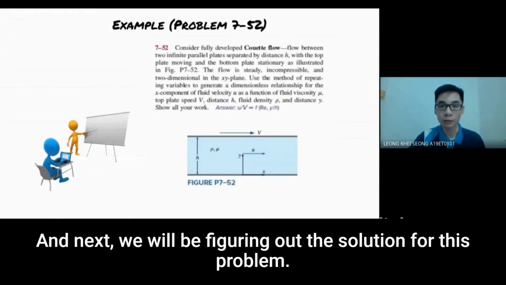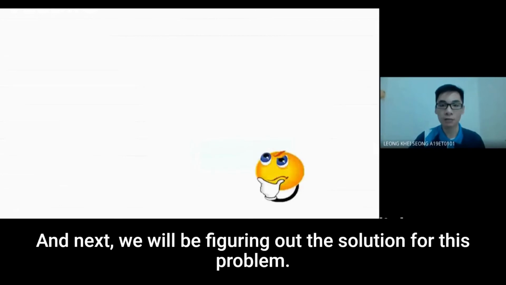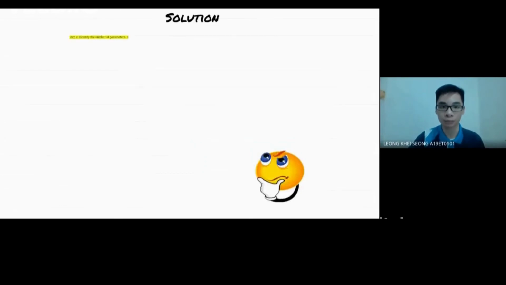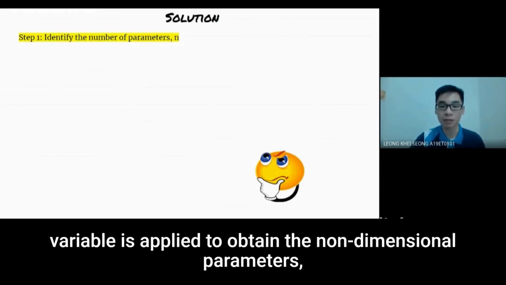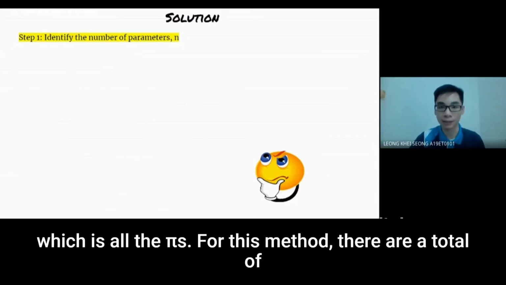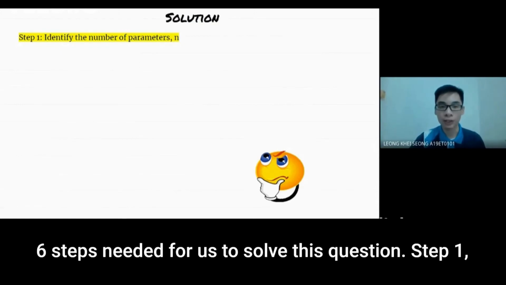And next, we will be figuring out the solution for this problem. As mentioned in the question, the step-by-step method of repeating variables is applied to obtain the non-dimensional parameters, which are all the pi's. For this method, there are a total of 6 steps needed for us to solve this question.